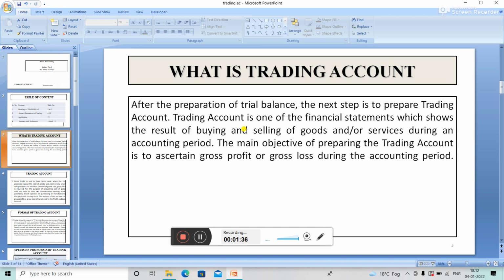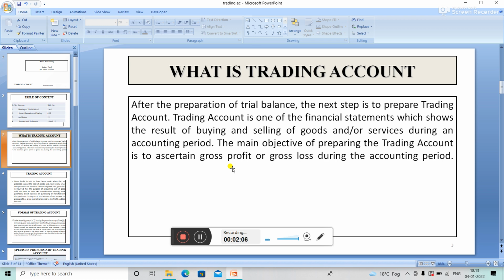Apart from this, as you know, when we talk about the accounting cycle, there are different steps. The very first step is identification of the transaction, monetary transaction you can say, and then journal entries, then ledger, then we go ahead with the trial balance. Then we proceed with the trading account, profit and loss account, balance sheet, and then report preparation.